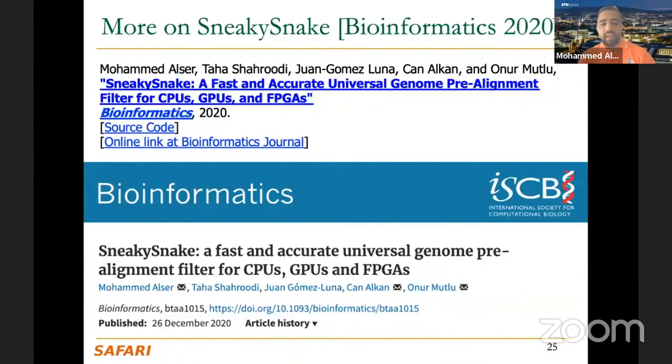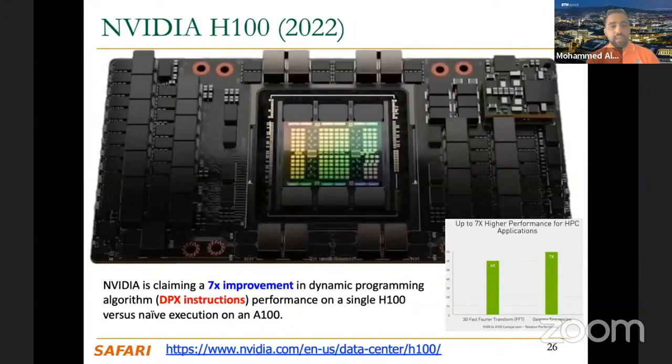These are the things that you can do with SneakySnake. So we now have GPU, FPGA, CPU. We also have the near-memory FPGA acceleration. But we are still lacking, for example, any implementation for UPMEM devices, or something around these emerging technologies or the new real PIM devices.